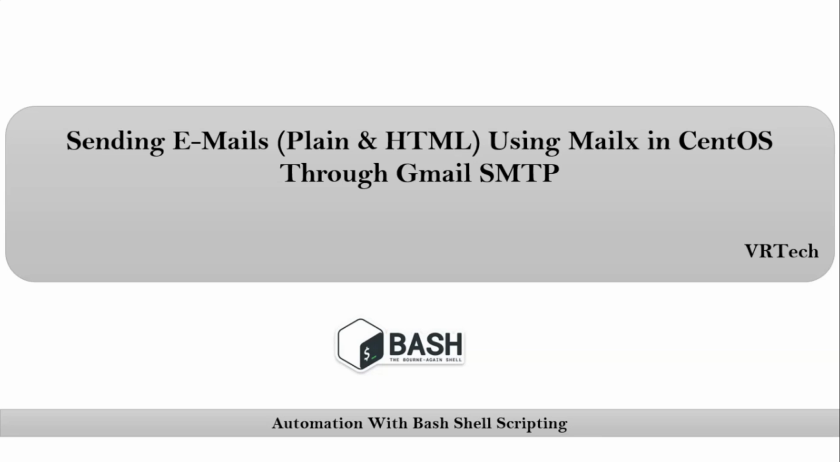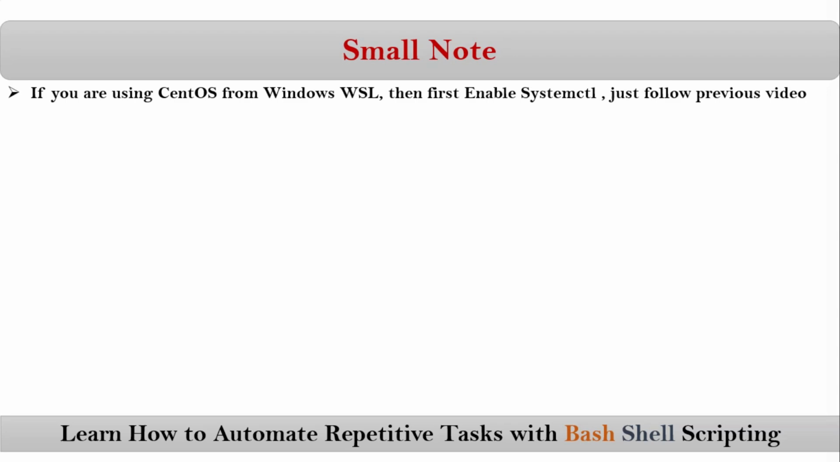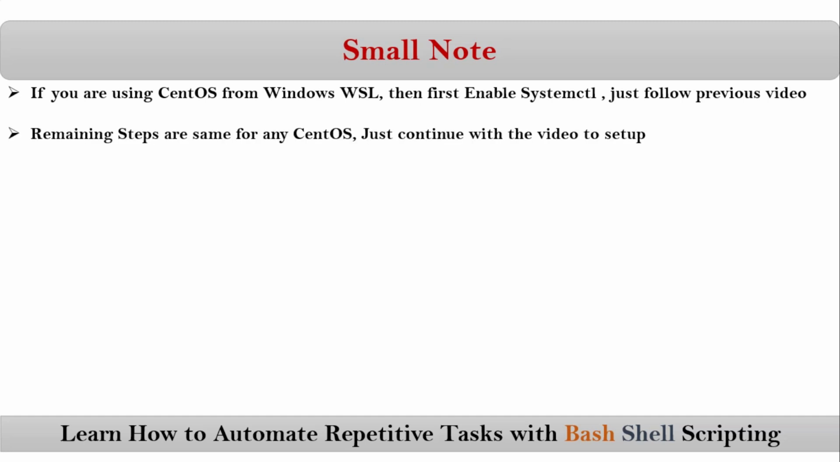Friends, here we are talking about sending emails, plain and HTML, using mailx in CentOS through Gmail SMTP. A small note here, guys: if you are using CentOS from Windows WSL, that means Windows Subsystem for Linux, then first enable systemctl. For that, just follow our previous video. Otherwise, the remaining steps are the same. So just continue with this video to set up Gmail on your CentOS.